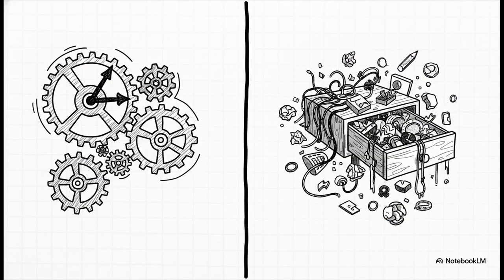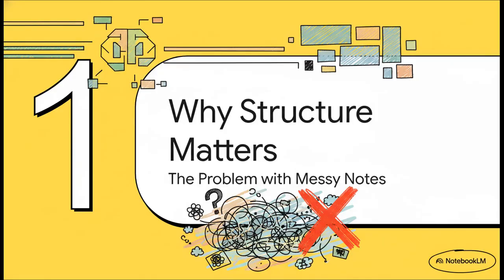But just stick with me here, because this seemingly boring idea is actually the secret engine that makes the entire system work. It is the one thing that separates a digital brain that actually serves you for years from one that just becomes another digital junk drawer you give up on. So why is having this kind of structure so non-negotiable?